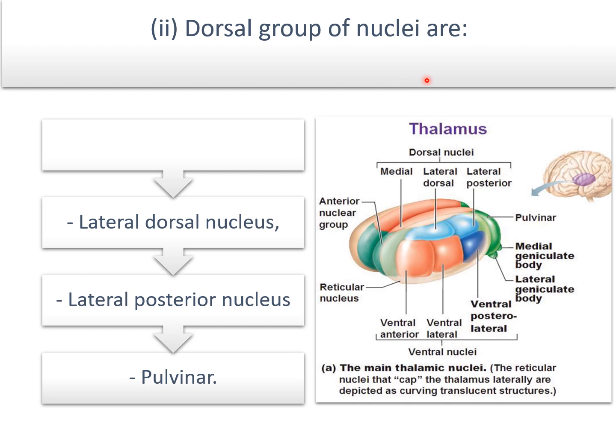Then the dorsal group of nuclei includes the lateral dorsal nucleus, the lateral posterior nucleus and the pulvinar. So all these are the dorsal group of nuclei.